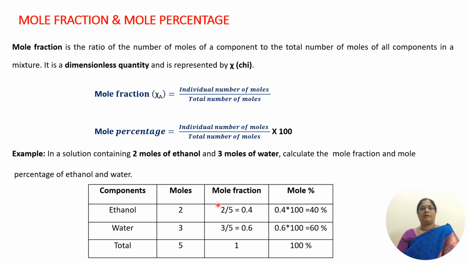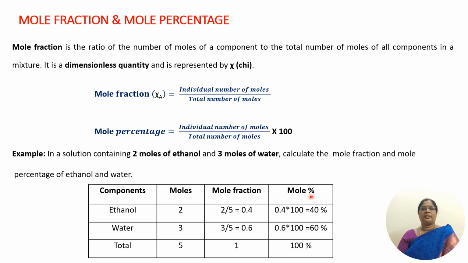Then we know mole fraction is equal to individual moles by total number of moles. So individual mole for ethanol is 2 divided by total moles is 5. So 2 divided by 5 is equal to 0.4. Next for water, the individual is 3 divided by total is 5. Then the mole fraction is 0.6. Always the summation of all the mole fractions will be equal to 1 and the sum of all mole percentages will be equal to 100.